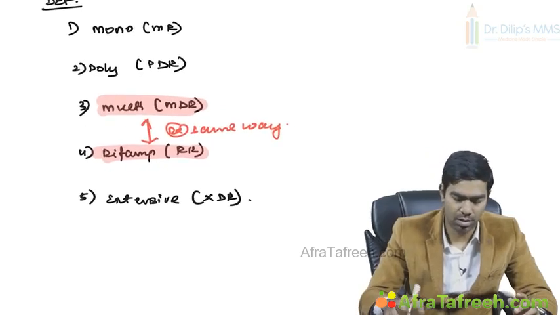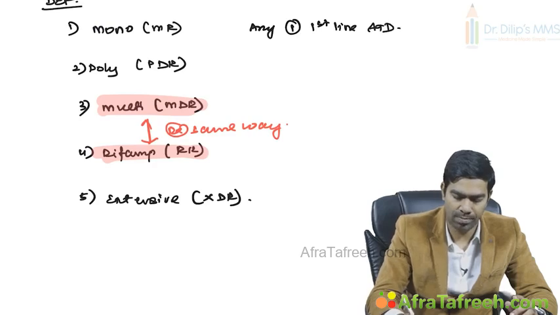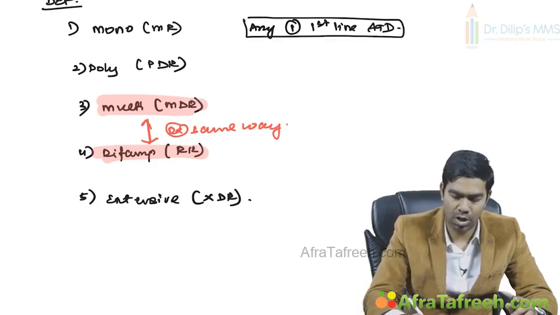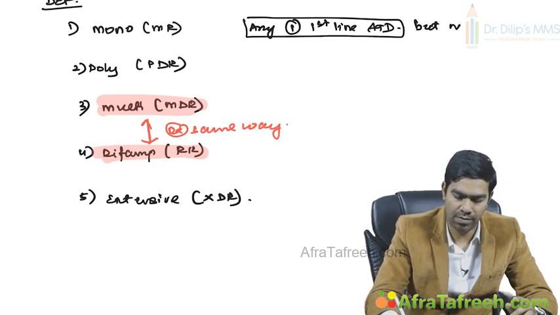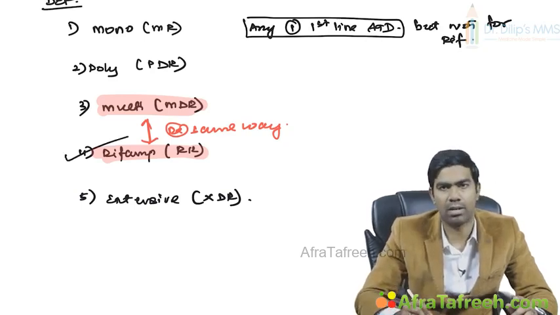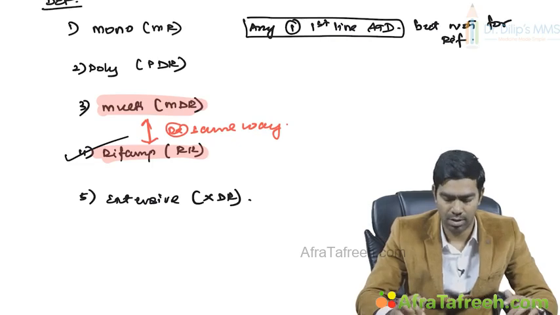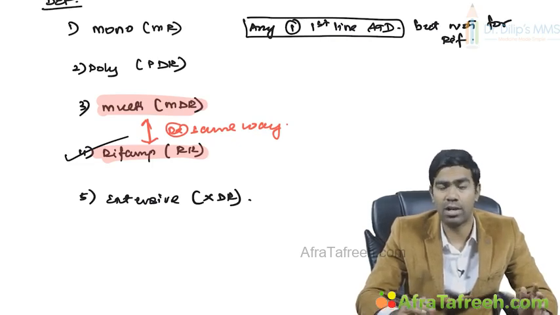Monodrug resistance means resistance to any one first line antitubercular drug, but definitely not for rifampicin. Very important point. If it's rifampicin resistance, it will come under RR and it will be treated like MDR. So it should not have rifampicin resistance, but any one first line antitubercular drug. Now I'll tell you multi-drug resistance, then you will understand why you have a polydrug resistance definition.